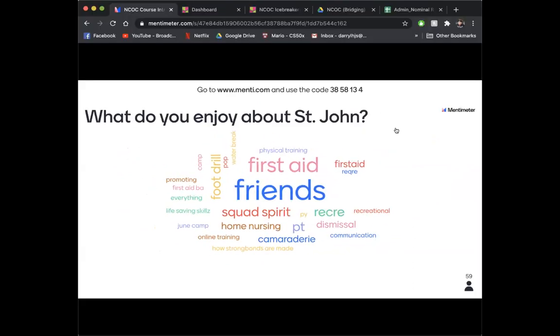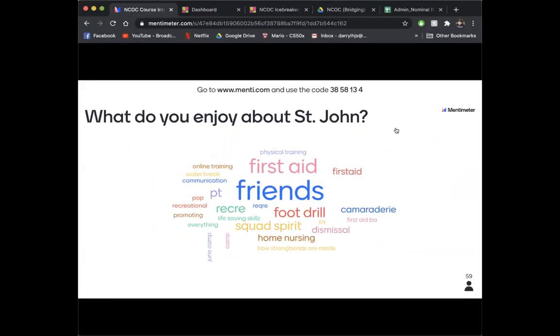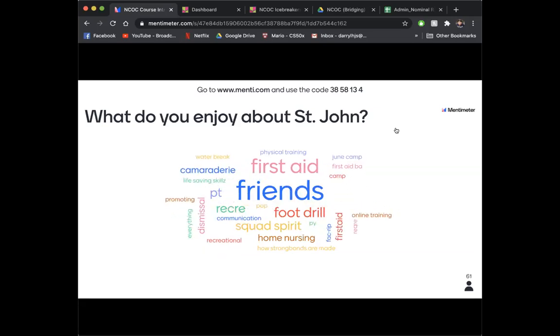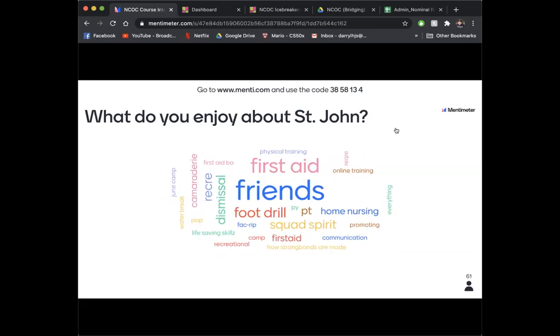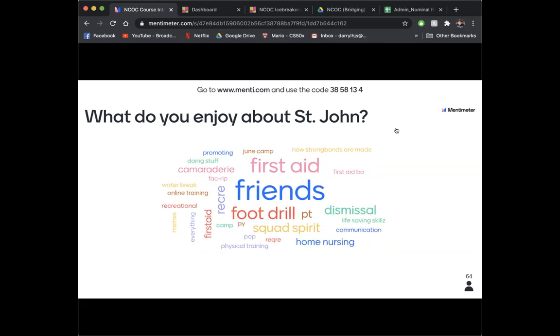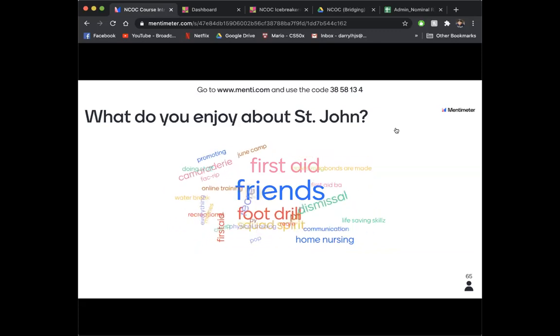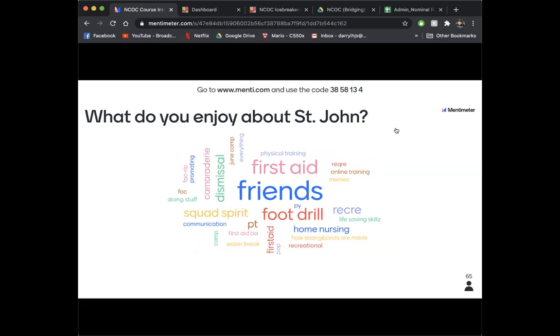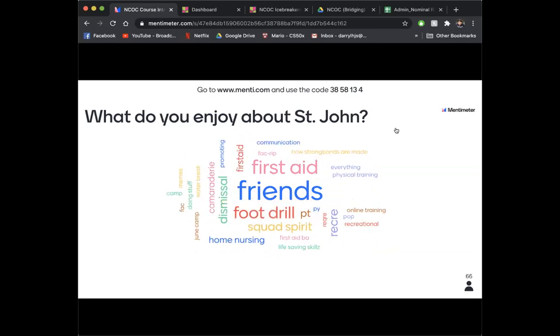So most of us, I think a big recurring theme here is friends, squad spirit, camaraderie, strong bonds made, communication, things like that. Yeah, and I agree very much with you. Some of my closest friends are from St. John. Some of them are my squad mates. Some of them are my teammates in competition team, where we really meet almost every single day for weeks and months to train and go for competition.